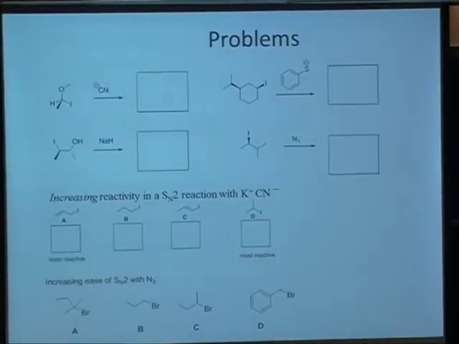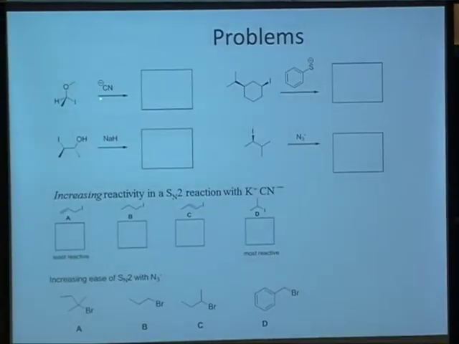Now let's look at the problems. What is the first problem? Let's do the second one.